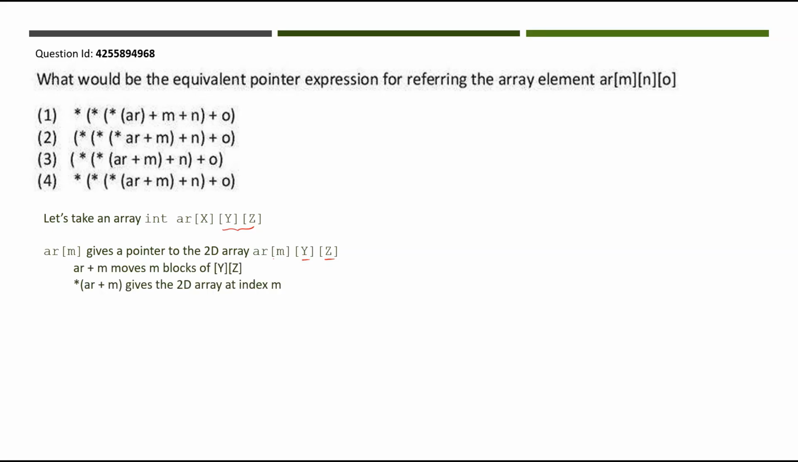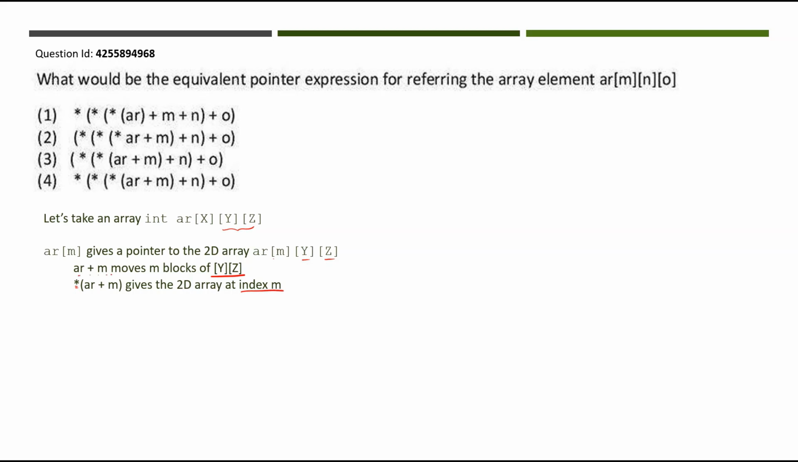In what way can we represent it? ar + m moves m blocks of this particular 2D array. When you have the pointer symbol here, this gives the 2D array at index m.